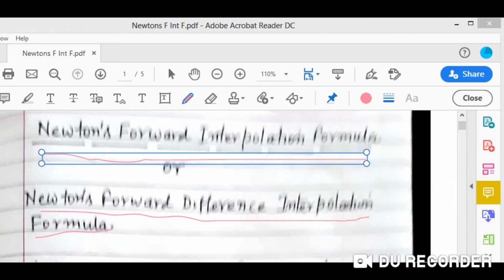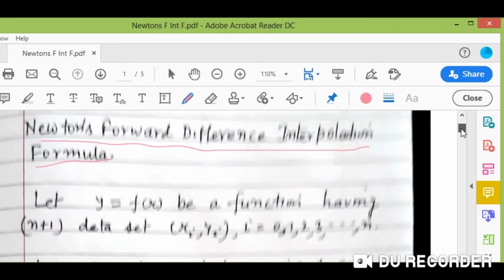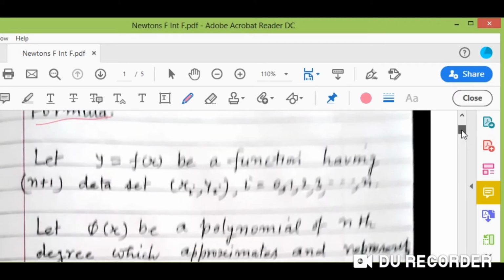In this formula, what happens? You are hearing me, Rajkumar? Yes, sir. Okay.